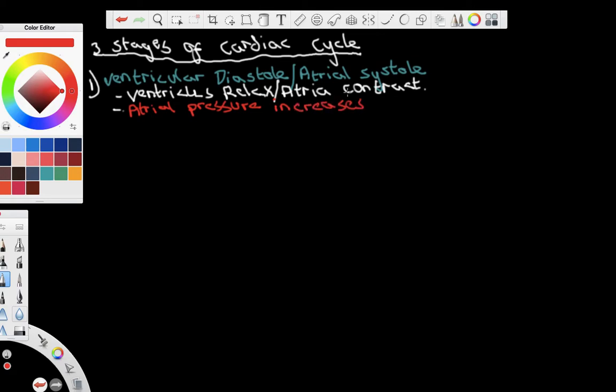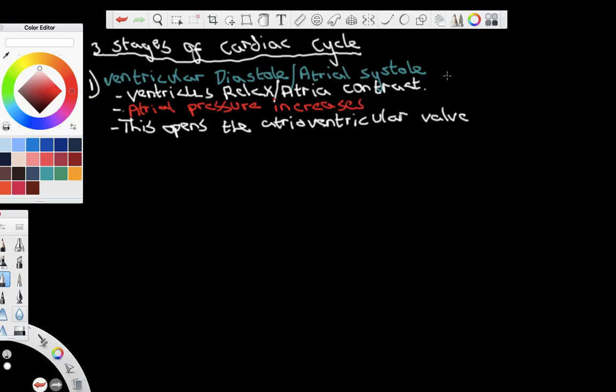and this pushes blood through the atrioventricular valve. So we can say that this opens the atrioventricular valve, and that pushes blood down into the ventricle.